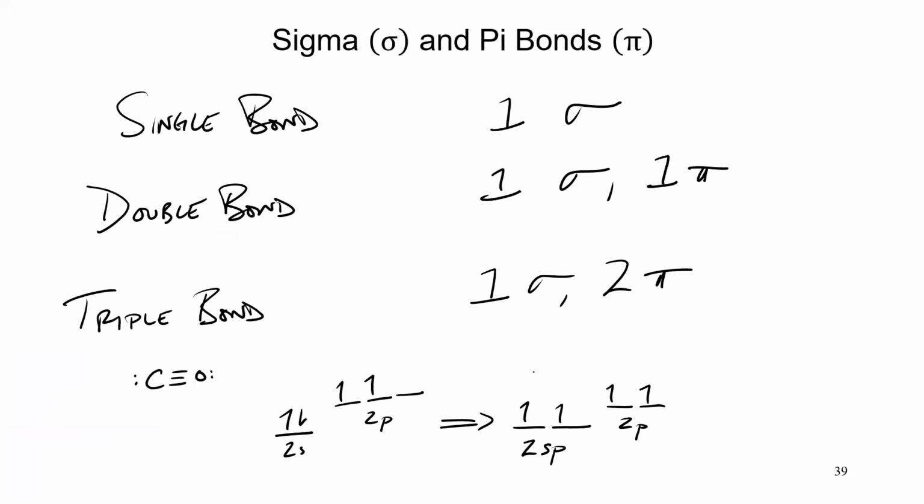And so this is going to be for a sigma. This is going to be for our lone pair. And this is going to be for a pi bond and another pi bond.